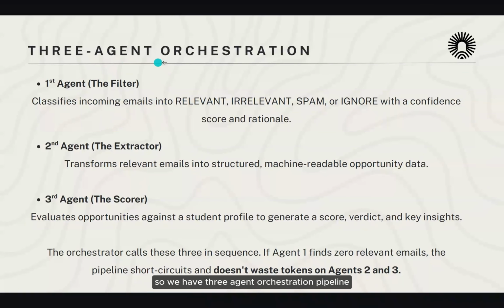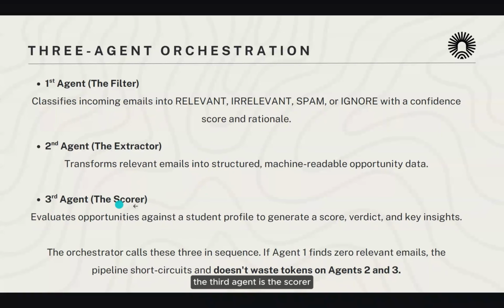So we have a three-agent orchestration pipeline. The first agent, the filter agent, reads every raw email and classifies it into one of four categories: relevant, irrelevant, spam, and ignore, with a confidence score and rationale. The second agent is the extractor, which transforms the relevant emails into structured, machine-readable opportunity data. Basically, it extracts the title, organization, type (scholarship, internship), eligibility requirements, required documents, application links, etc.